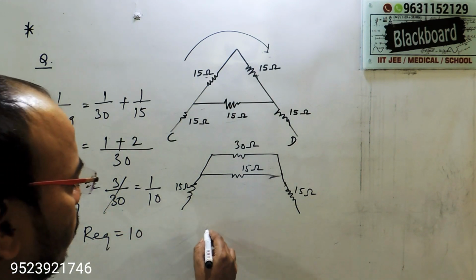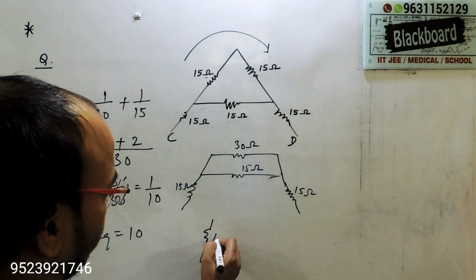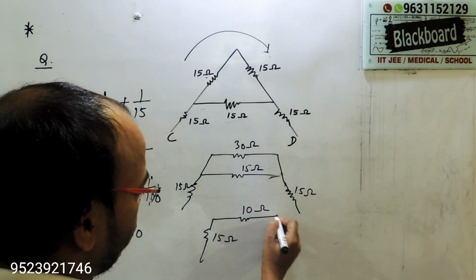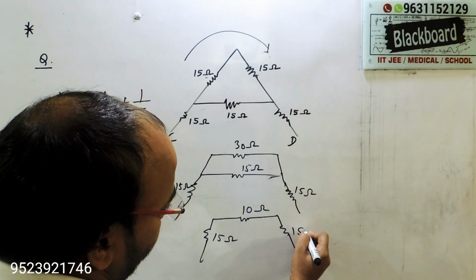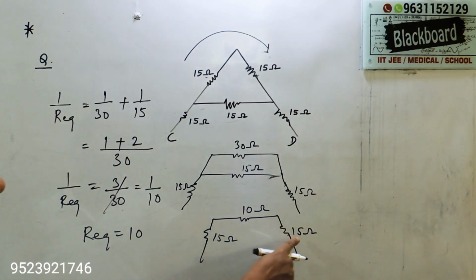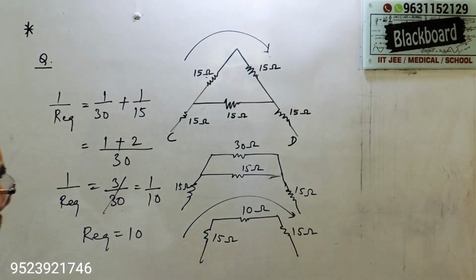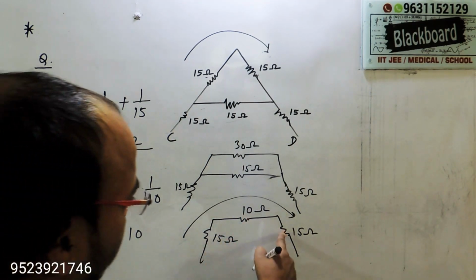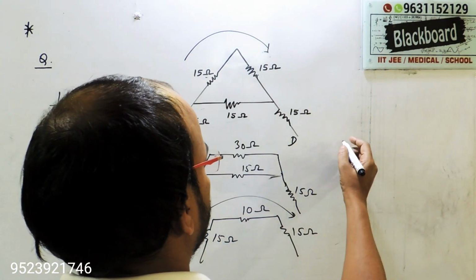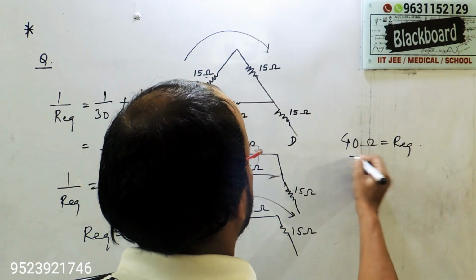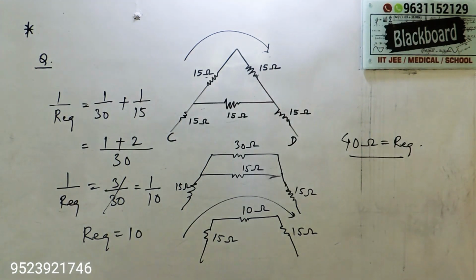That means your diagram will be like this. This is 15 ohm, this is your 10 ohm, and this is again 15 ohm. 15, 10 and 15. This is now in series. Same wire, no junction, no branching. That means 15, 15, 30 and this is 40. That means 40 ohm is R equivalent and this is your answer.